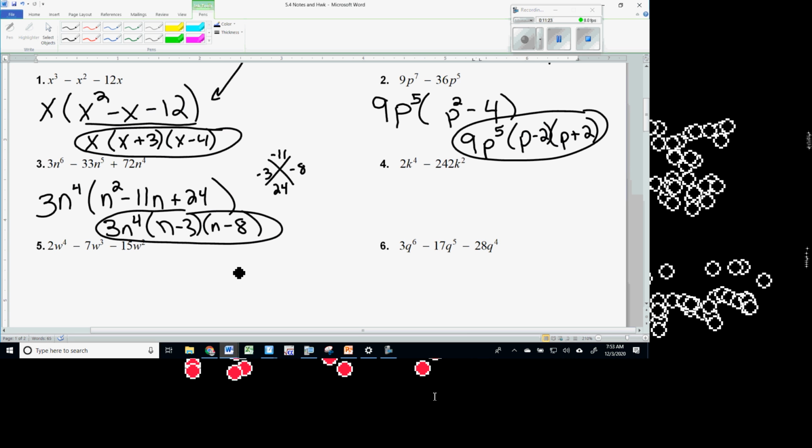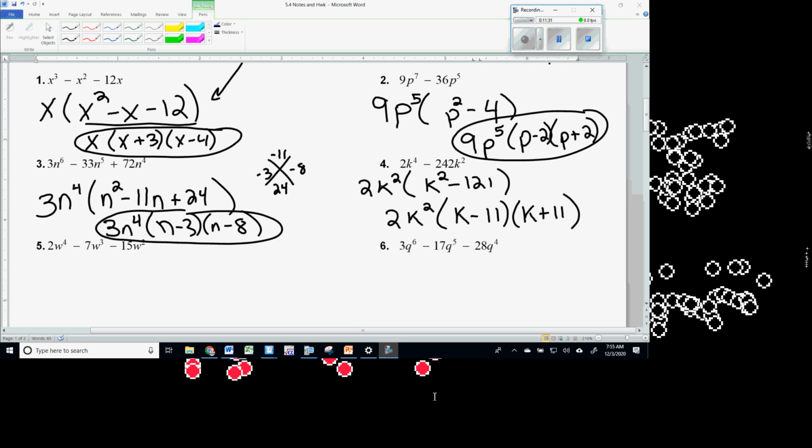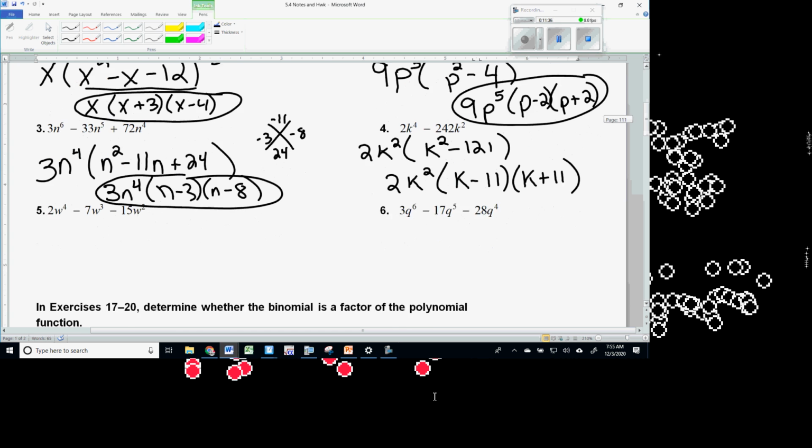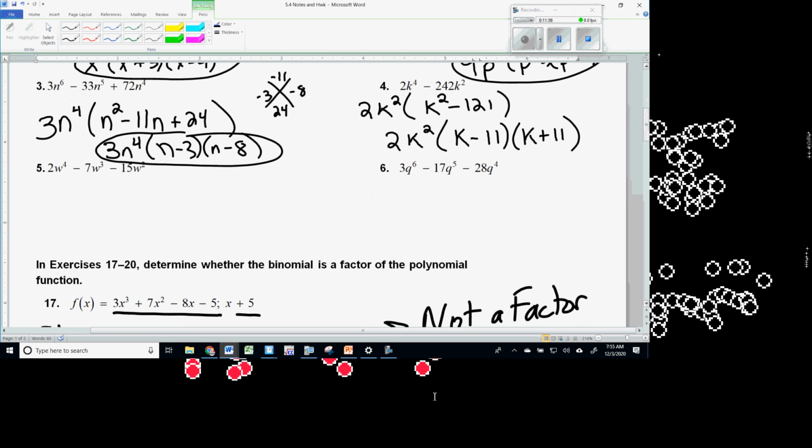Try number 4. All right, the hard ones, the last two. These are the hardest two. So, the last one here. Notice, can you take a number out of all of them? 2, 7, 15. Is there a common factor with the numbers? No. So we can't do a number. All we can take out is a w squared.